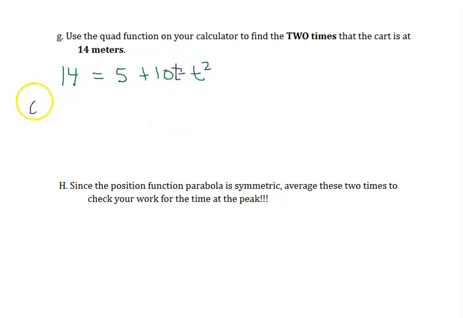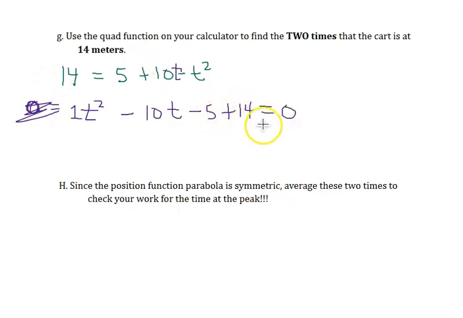Okay, we need to get this in the correct format. So I'm going to subtract 14 from both sides. Actually, sorry, I decided to bring this minus t squared over. So that becomes positive t squared. Subtract 10t from both sides. Subtract 5 from both sides. Plus the 14 that's already over there. Okay, so I just brought everything over here so that I could say that it equals 0. So we have 1 t squared minus 10t plus 9 equals 0.